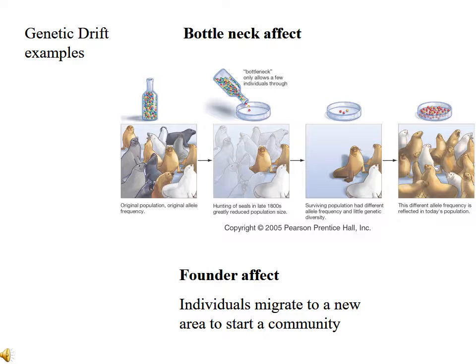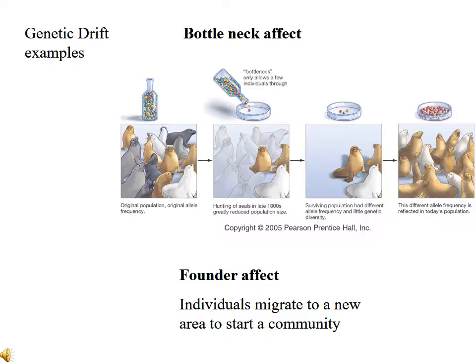Now, here we're looking at some sea lions that are fairly rich in their genetic pool. Now, when hunters come in and kill off most of these sea lions, you see that the genetic pool, which is illustrated by different colorations of animals, becomes very small. Once these animals move on and start to reproduce, you see that the end result is a population that is less rich in genetic diversity than the original population. This is referred to as the bottleneck effect.